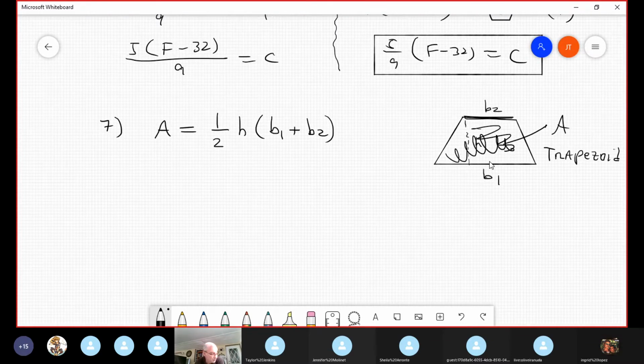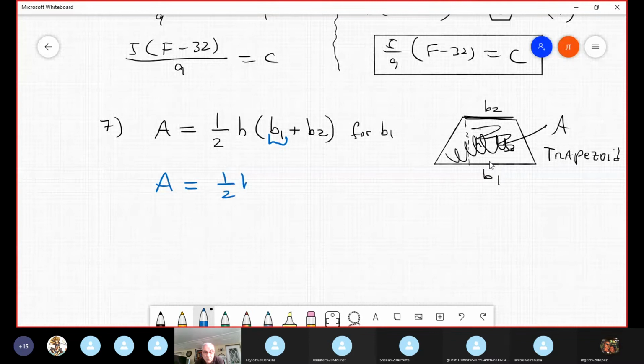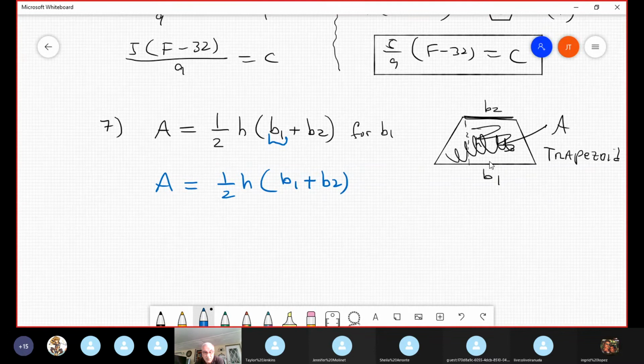The important thing is that you need to solve for b1. So I need to do something to isolate b1. Let's do it step by step. There are several ways to do that. In my opinion, I need to remove this part first. How? Multiplication by the reciprocal. The reciprocal is 2 over h. We have 2 in the bottom, I put 2 in the top. h in the top, I put h in the bottom. So this is cancelled.